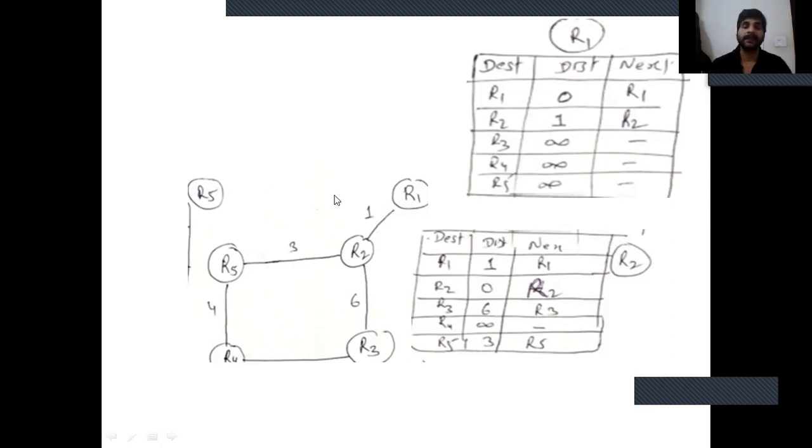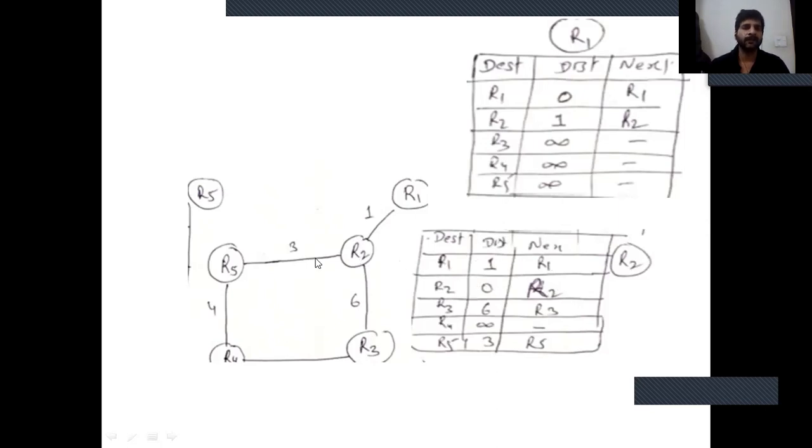Similarly, we maintain the routing table of router R2. Router R2 has direct links to R1, R5 and R3. So the destinations are R1, R2, R3, R4, R5. If the destination is R1, the distance is 1 and the next router is R1. If we send R2 to R2, the distance is 0, next router R2.